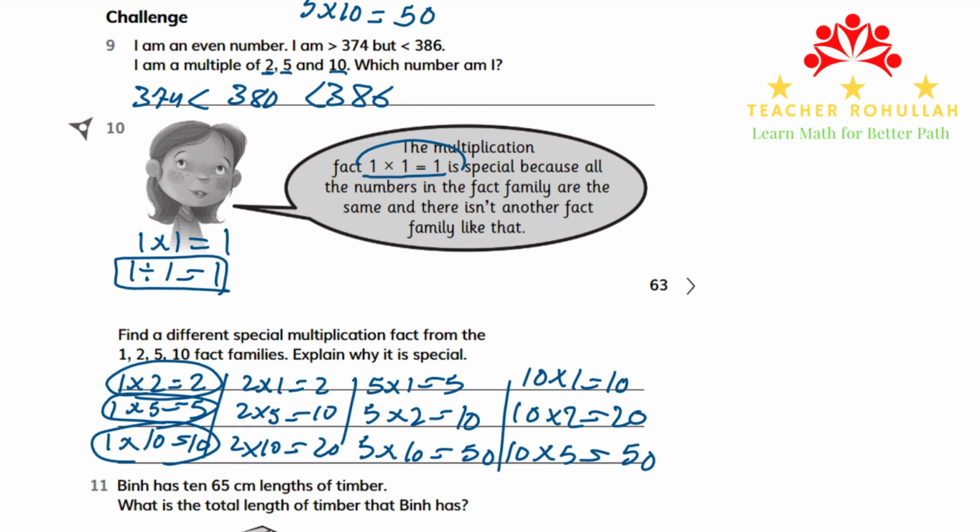Now you can consider either this one, which is 1 times 2 is 2, 1 times 5 is 5, and 1 times 10 is 10, and this is special because when we multiply 1 with any number, we get the same number. The other thing which is special, if we write the fact family for 1 only, we get 1 divided by 1 is 1. Still, we have the same numbers over here. Now it's up to you which one you think is special. Let's scroll down to move to the next question.